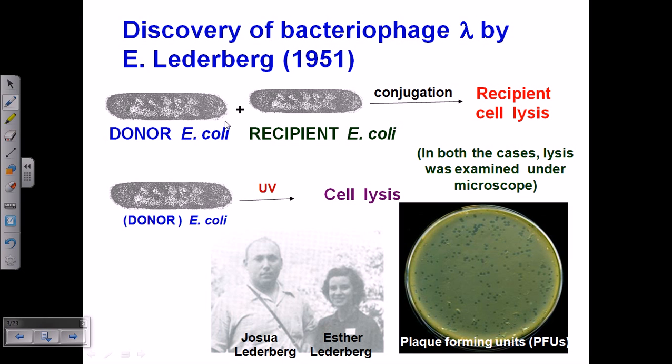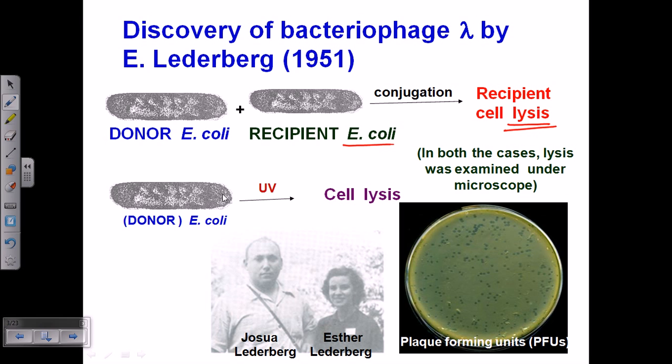coli K12. Now they took this E. coli, and they also put another recipient cell which is also E. coli, right? So E. coli and E. coli, and in this case they allow these two cells to be conjugated with each other by the pilus, right? After the conjugation, they found that this new recipient cell simply gets lysed. Previously the donor cell was not getting lysed, but now after this conjugation, this recipient cell is getting lysed.